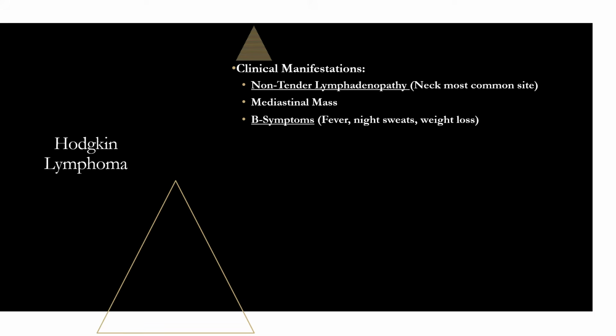And then finally, B symptoms. So fever, night sweats, weight loss, your constitutional or B symptoms are much more common in Hodgkin lymphoma compared to non-Hodgkin. Now, most patients walking in early on in the disease aren't going to have this, but around 50% of patients with advanced disease will have these B symptoms, which are actually caused from cytokine release from those malignant cells.